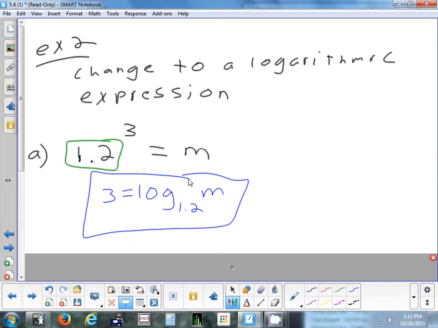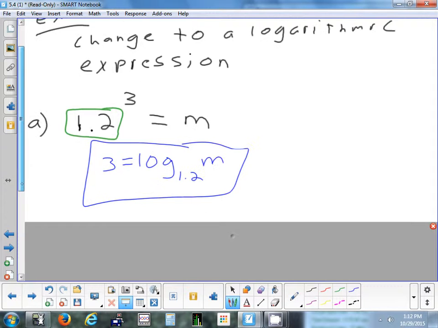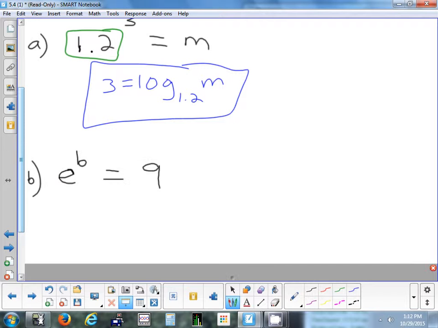Questions on that? What's the name of this thing again, the M? Yeah, that's the argument. All right. E to the B equals 9. Okay, so just the same as last time, first thing I should write down is, okay, the whole thing, just the one part. Okay, you can do the whole thing? Can I try? All right, go ahead. Okay, B equals log base E of 9.